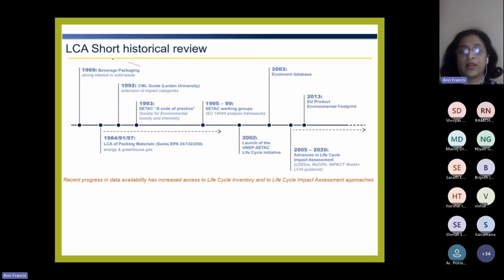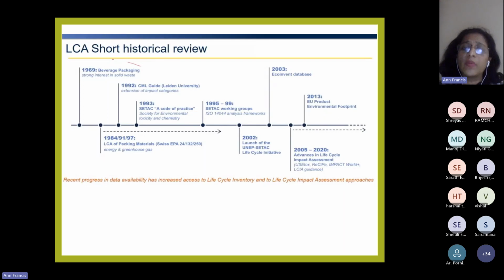And if we look at some historical perspective, the whole concept of LCA actually started somewhere in 1969, and the interest came up mostly from the packaging industry. At that time there was a lot of debate on the kind of packaging used for beverages, primarily for the transportation of beverages. So you will find a lot of studies on beverage packaging based on LCA.